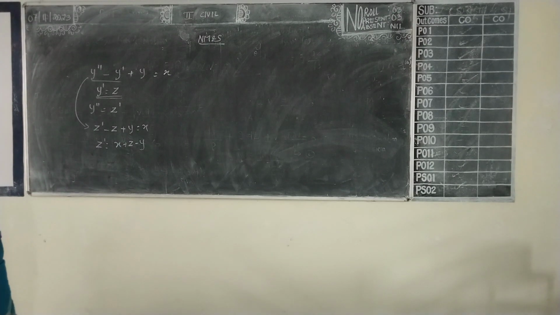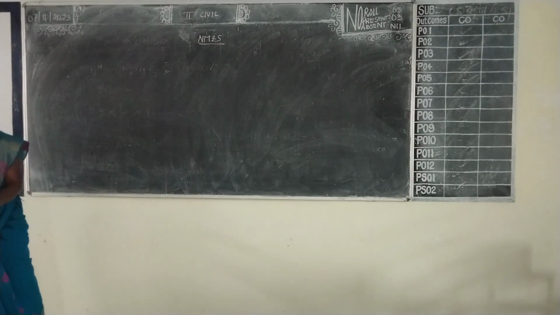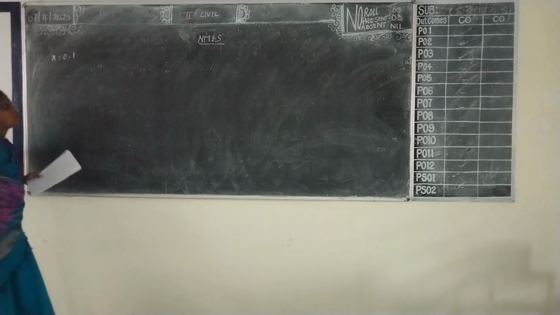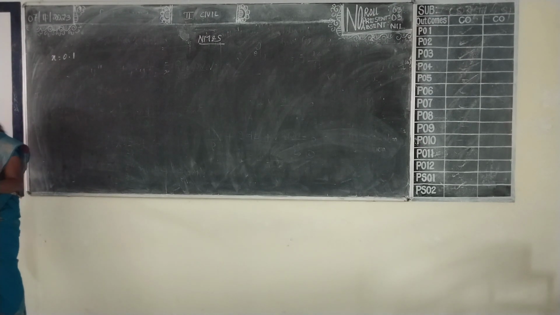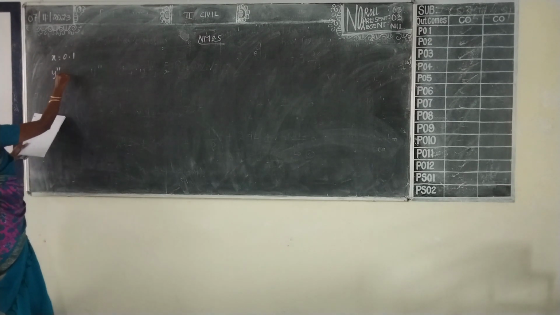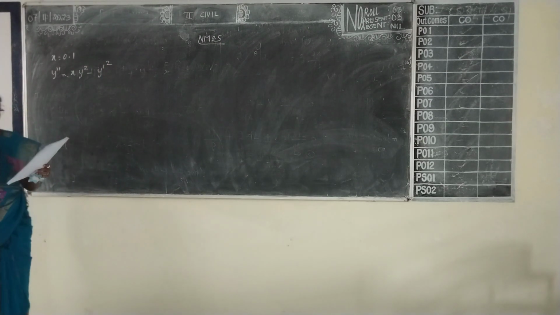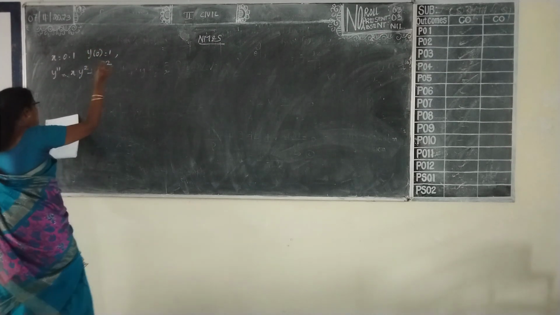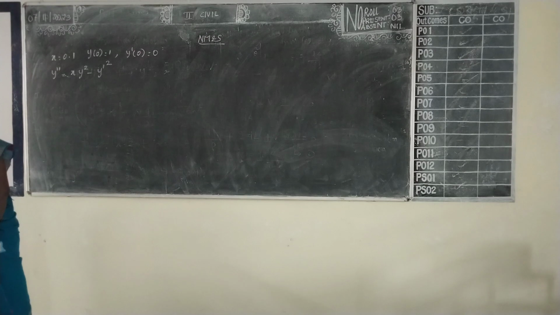So take down. Using RK method of fourth order, compute y for x equal to 0.1, given y double dash is equal to x y square minus y dash square, y of 0 equal to 1, y dash of 0 equal to 0.